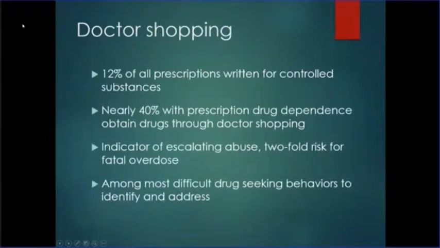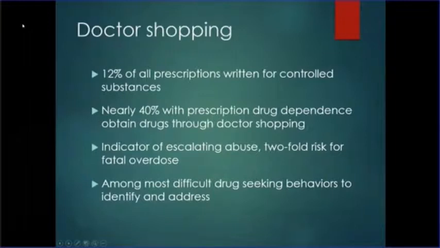So it's estimated that about 12% of all prescriptions written for any controlled substances are procured through doctor shopping. So this ends up being a pretty big chunk of the problem, right, of opioid procurement. And so nearly 40% of people with prescription drug dependence obtain their drugs, at least in part through doctor shopping, right? So you can imagine how they might combine this with other means of getting drugs.